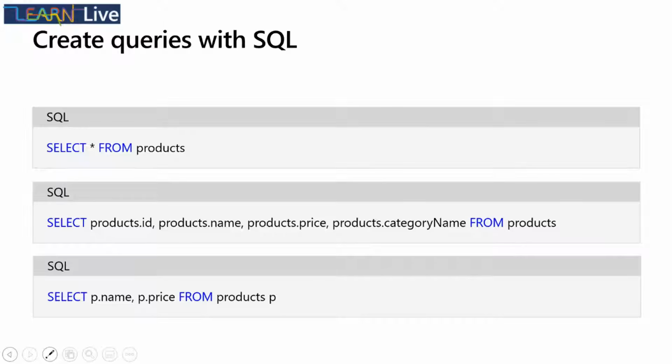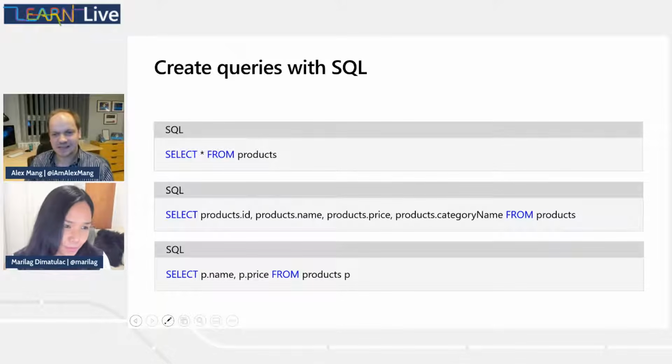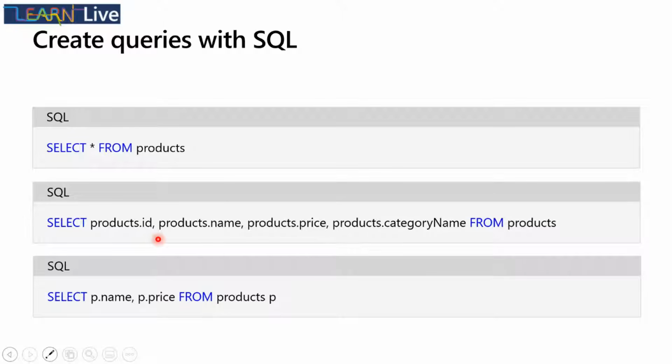So I would imagine that the simplest kind of query that we could ever write is just select star from products. And I'm sure somebody in the chat window is going to contradict me and tell me that there's an even simpler query, which has almost no value whatsoever. But nonetheless, another query that you could write would be the one that you see in the second box right here, where you're running select products.id, products.name, products.price, products.categoryName from products, right?